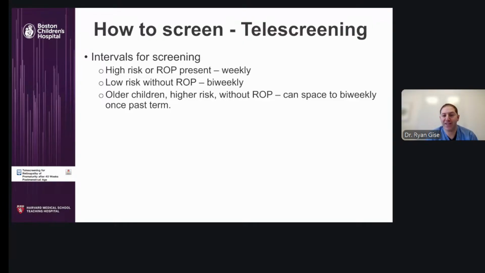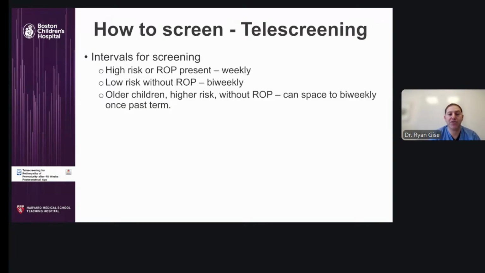There are other variants of it too, where you can take into account the degree of retinopathy of prematurity, or whether there was ROP in the last exam. And if they are very low risk for developing type 1 ROP, then I will often screen them biweekly to try to give them a little bit of a break. And these are obviously babies that are older and larger. And then older children who are higher risk but without ROP, you can space to biweekly.